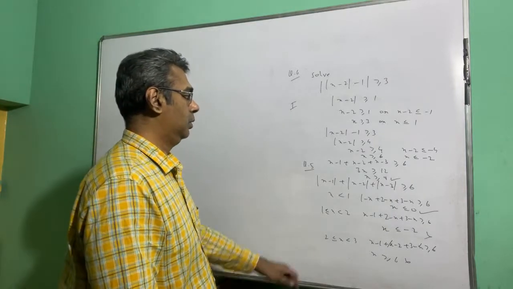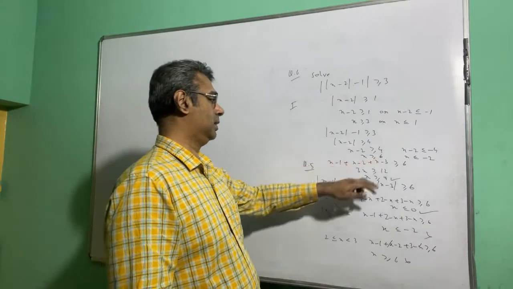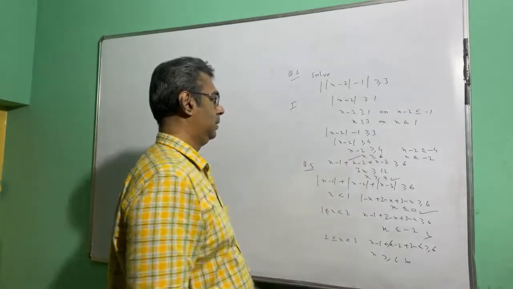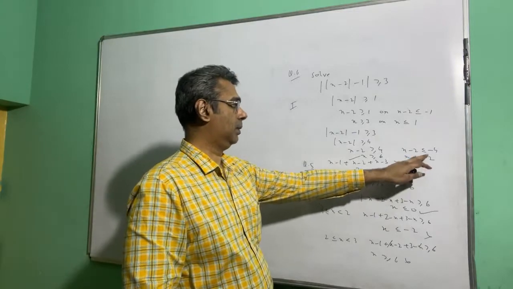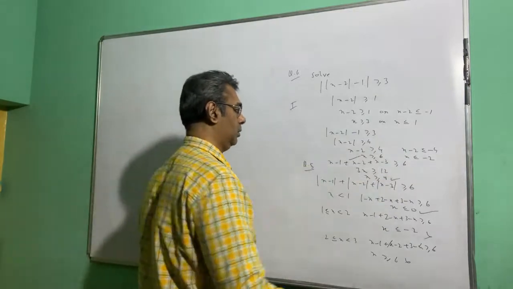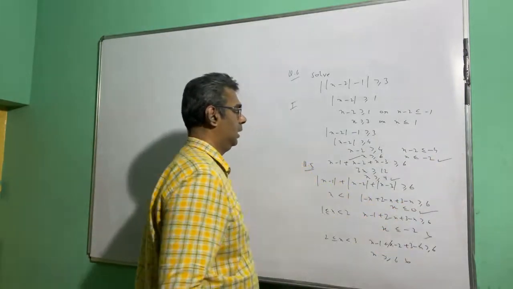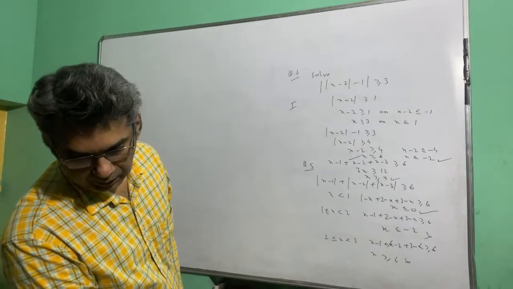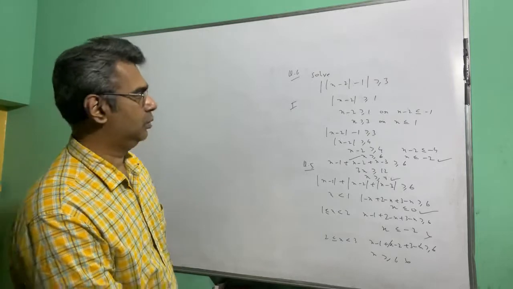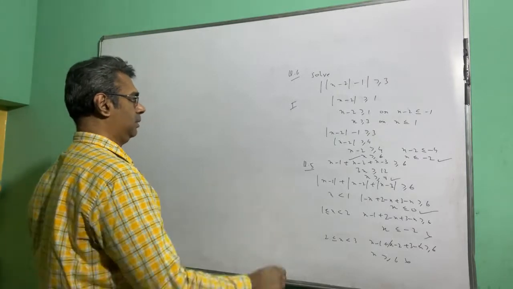Okay, so x greater than or equal to 6 is acceptable because x has to be greater than or equal to 3, and x less than or equal to minus 2 is acceptable because x has to be less than or equal to 1. So both these answers are acceptable, x greater than or equal to 6 and x less than or equal to minus 2.